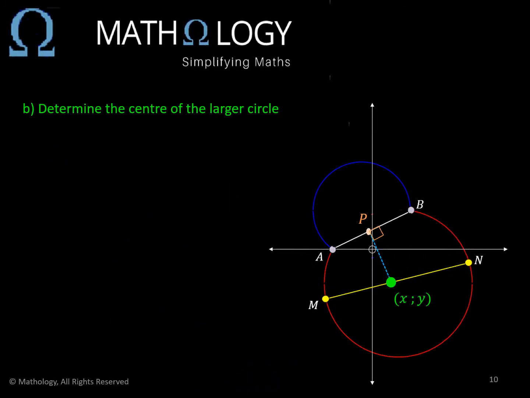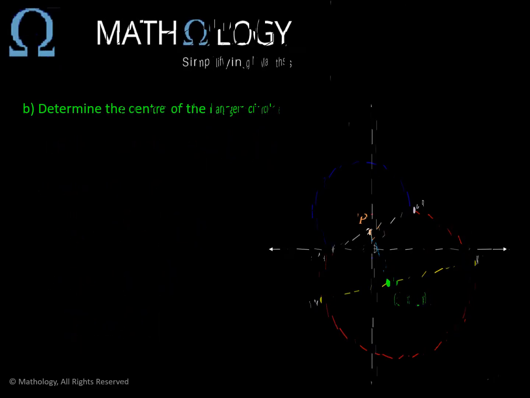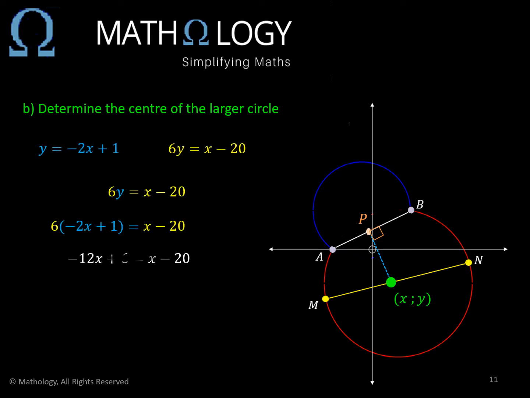To determine the equation of PO, we of course use the point P and the value of the gradient of PO. The equation of PO is therefore y equals minus 2x plus 1. Finally, we can equate these two equations as they intersect each other at the center of the larger circle. The center of the larger circle is therefore 2, minus 3.